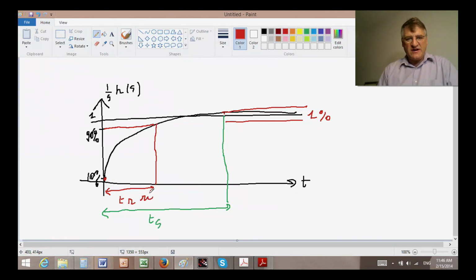So that's rise time, and that is settling time. We will talk about how to compute them later.